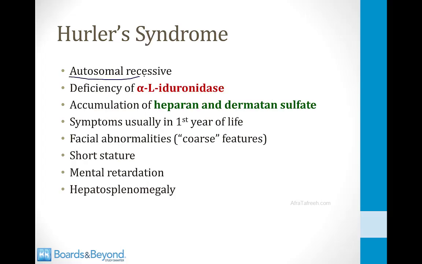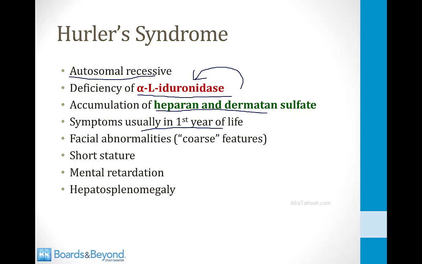Hurler syndrome is an autosomal recessive condition, just like most of the lysosomal storage disorders, and it results from deficiency of the enzyme alpha L iduronidase. And remember that iduronate is an important component of heparan and dermatan sulfate, so therefore when you lack the enzyme iduronidase, you cannot metabolize heparan and dermatan sulfate appropriately. Children born with this condition typically develop symptoms in their first year of life.